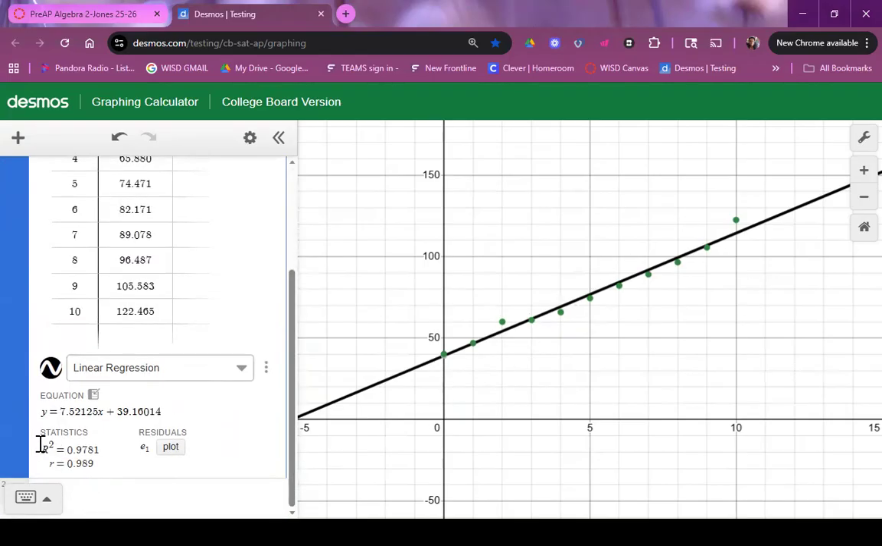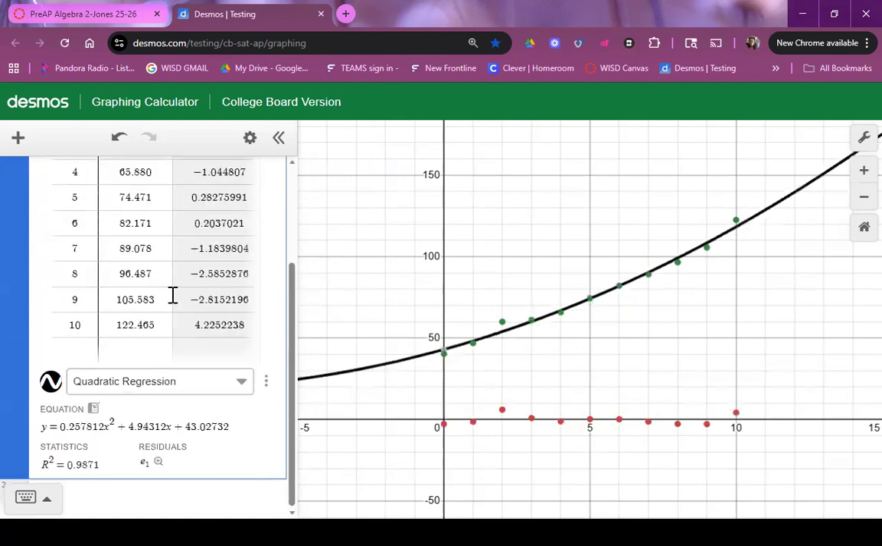I also can look at my correlation coefficient. I also can turn on the residuals and look at my residuals and see that they're not evenly scattered. They're kind of mainly below. They go up and down. And so there's a lot of things that tell me that even though I thought it may have been linear, it's not linear. I can go to quadratic.